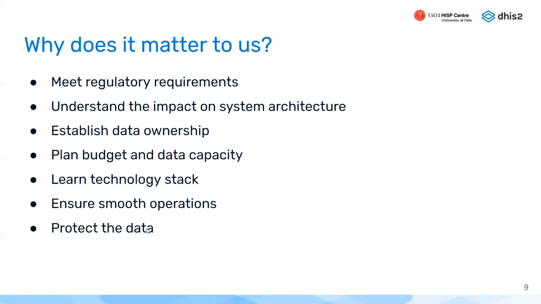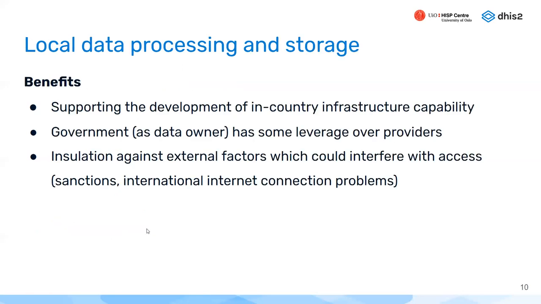Now let's look a bit into different types of data processing, and we will start with the local data processing structure. One of the clear things that comes to mind first, we'll talk about benefits, is supporting the development of in-country infrastructure capability. Once we say that we would like to store data in the country, we unlock opportunities for building data centers, and for creating infrastructure, enabling local businesses to use the data and transfer information within the country.